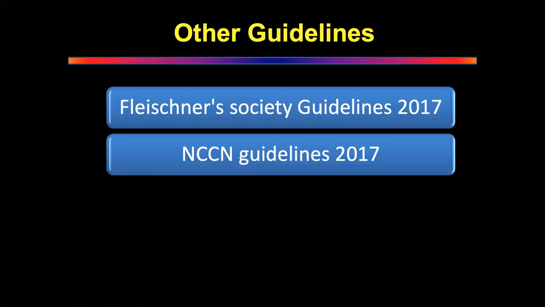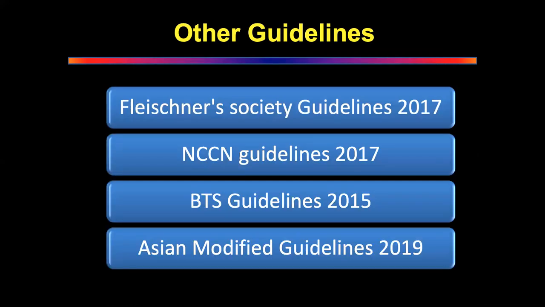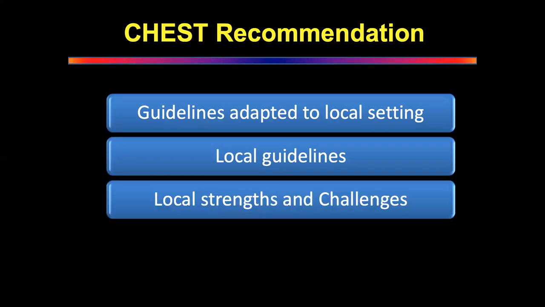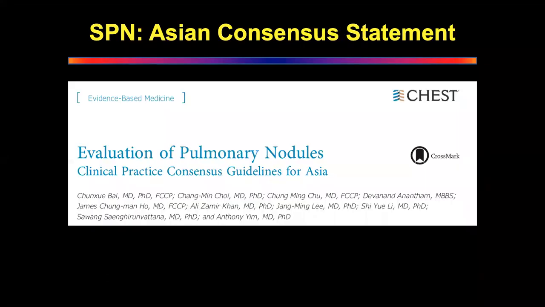Which are the other guidelines we spoke about? Fleischner, NCCN, BTS. And now there are Asian modified guidelines as well, of which I am, unfortunately or fortunately, an author. These were published in CHEST. If you look through this paper, I am one of the authors. So these are local guidelines, for local challenges. The paper is Evaluation of Pulmonary Nodules: Clinical Practice Consensus Guidelines for Asia. Go through this and you'll find my name here. There are some modifications in the Asian guidelines because we have focused more on the fact that we have TB in the area. But I won't discuss that today, you'll get too confused by that.